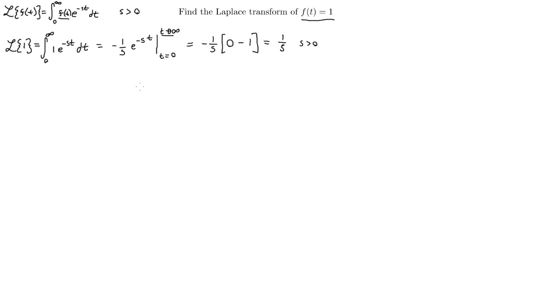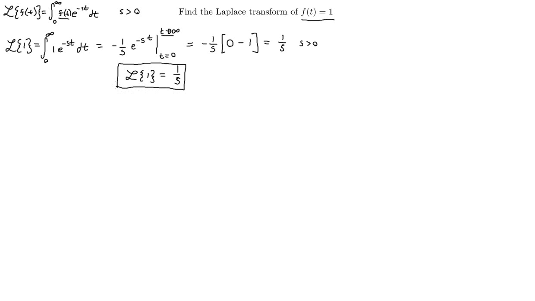So we have our first entry in our table of Laplace transforms, that the Laplace transform of 1 is equal to 1 over s. And that was a pretty easy one to show.